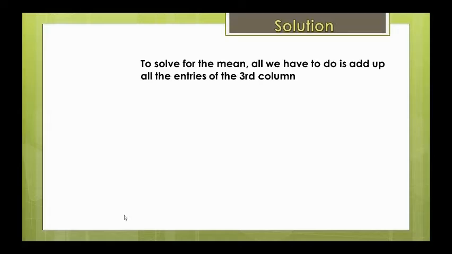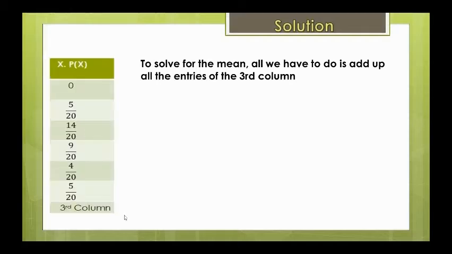Now, to solve for the mean, all we have to do is add up all the entries of the third column. So, nakuha na natin yung value sa third column. Ang gagawin lang natin is we are going to add up. Ibig sabihin, i-plus lang natin. Get the summation. From the third column, we have the following values: 0, 5 over 20, 14 over 20, 9 over 20, 4 over 20, and 5 over 20. So, i-add lang natin lahat. Since pare-pareho yung denominator ng fraction natin, yung numerator lang pwede natin i-add.